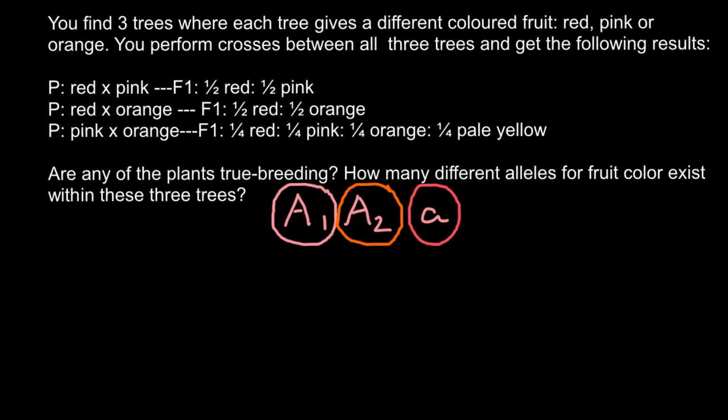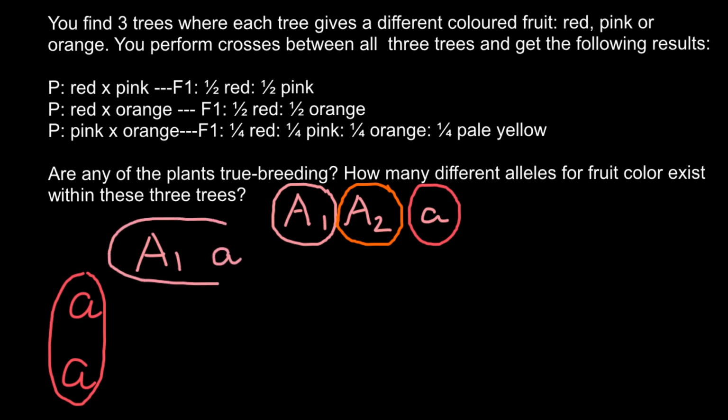In order for a plant to be red, it has to have two recessive alleles. So the genotype has to be small a, small a. In this case, the phenotype would be red. And we have to cross it with the pink one, and pink is dominant over the recessive allele a. If I took two dominant alleles A1, all the progeny would also be pink. So I would say that the genotype of the pink plant would be dominant allele A1 and recessive allele a. This genotype produces the pink phenotype because dominant allele A1 is dominant over the recessive allele a.